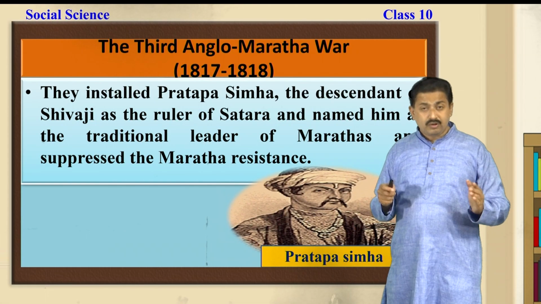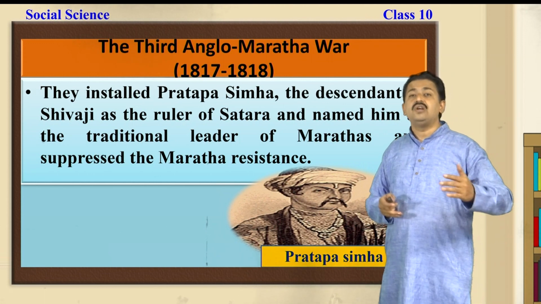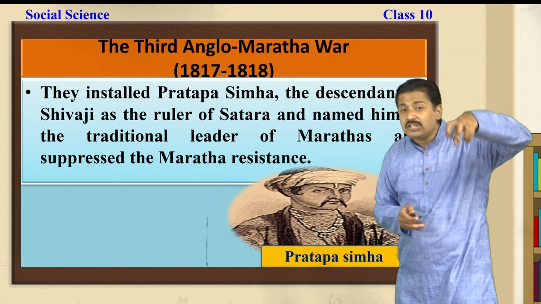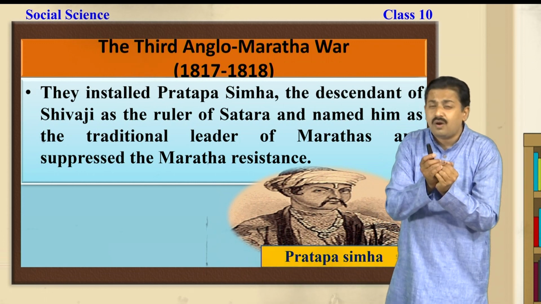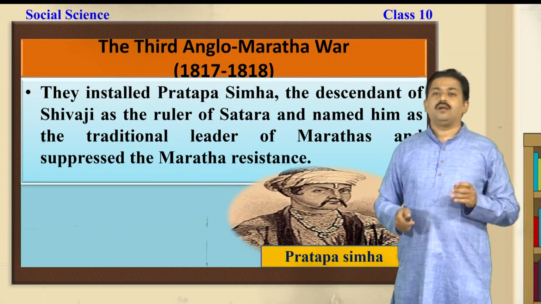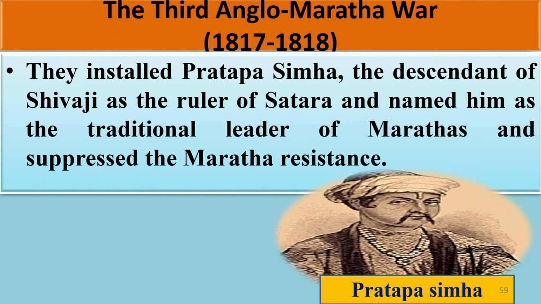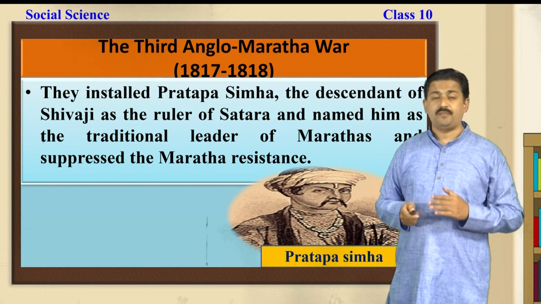So, you need to observe here that Pratap Simha was the descendant of Shivaji Maharaj. So, he was made the traditional ruler of one of the small provinces of the Maratha kingdom, that was Satara. Dear students, this is about the first, second and third Anglo-Maratha Wars. I hope you have very well understood all these concepts.